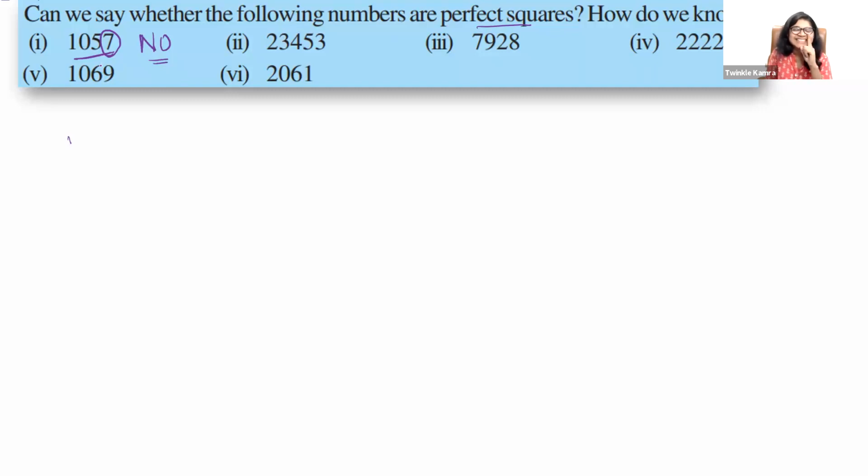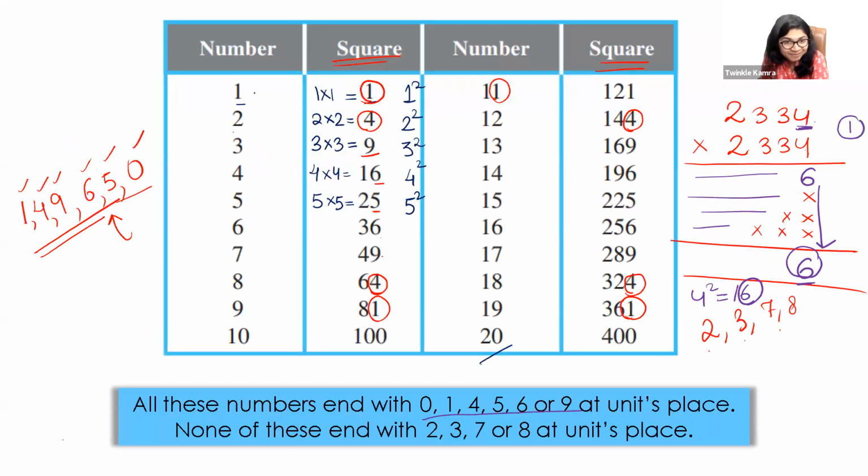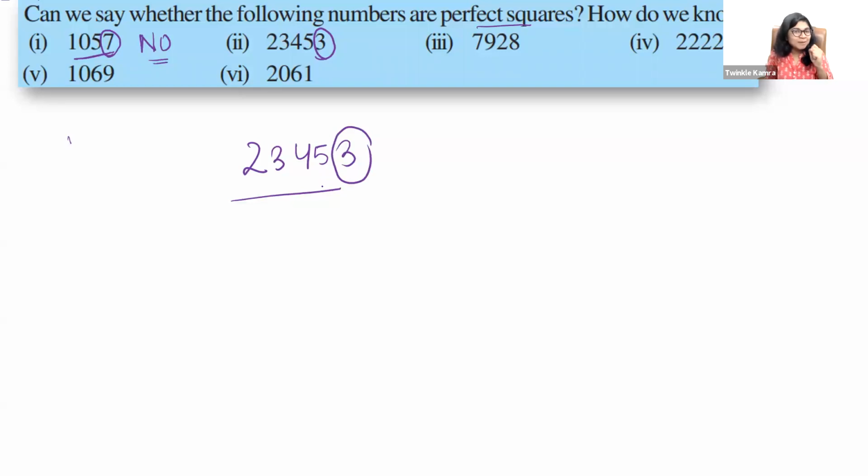Are you getting it? Similarly, if I look at this number, 23453, I see 3 here. But this is not possible. I can never have 3 at my units place, because any of these digits, their square will never give me 3 at the units place. I hope I'm building your concept very strong. So this also is a big no, not a perfect square.